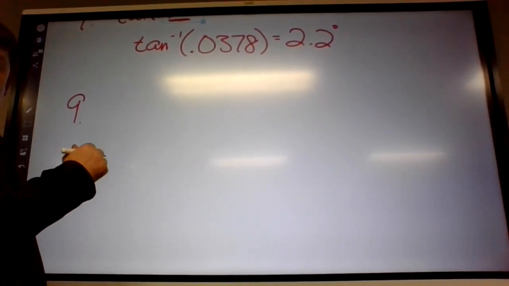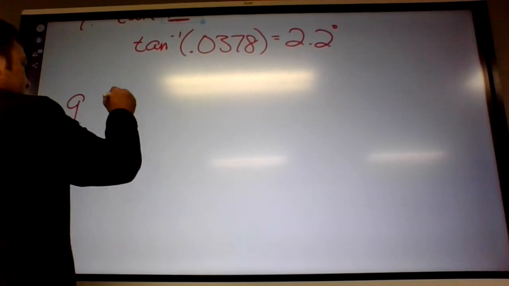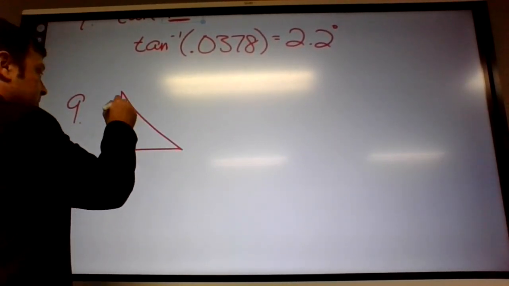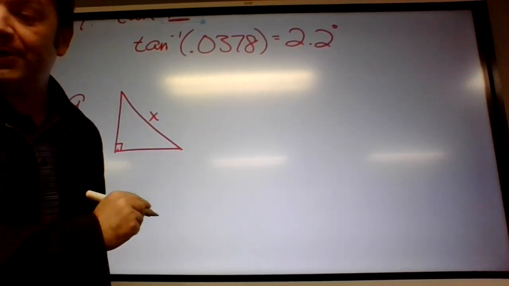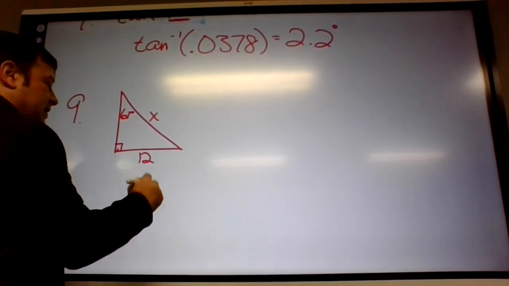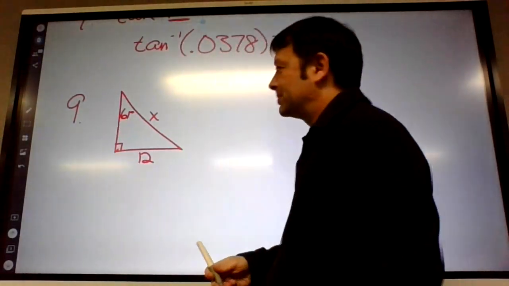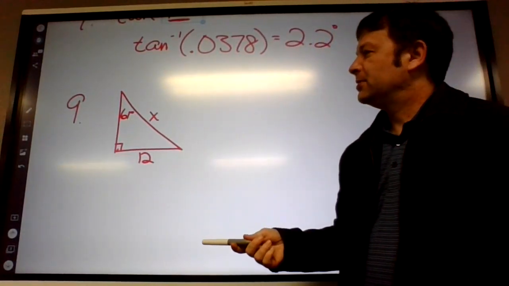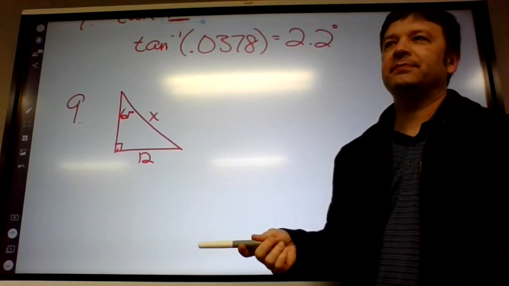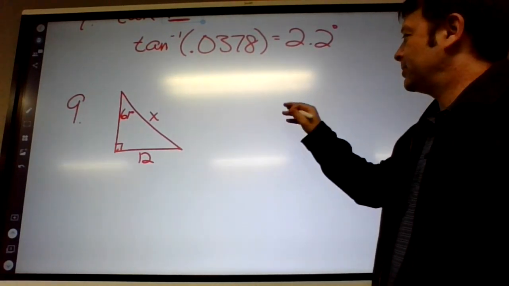Number 9 is we're just finding the missing part of the triangle. We probably did this more this chapter than anything else because it's just very common. This is kind of how trig is used most often, I guess. Let me back up and start over again.